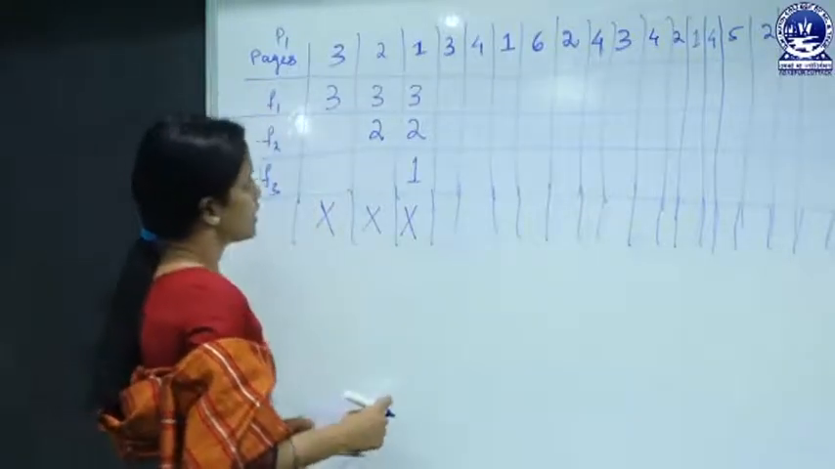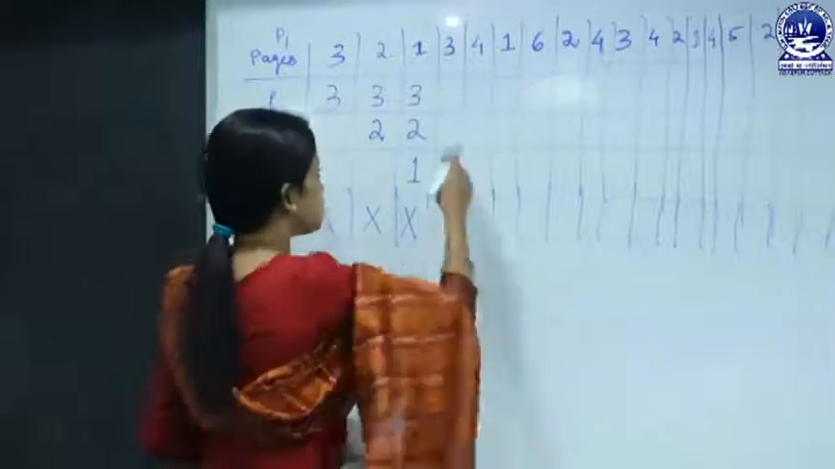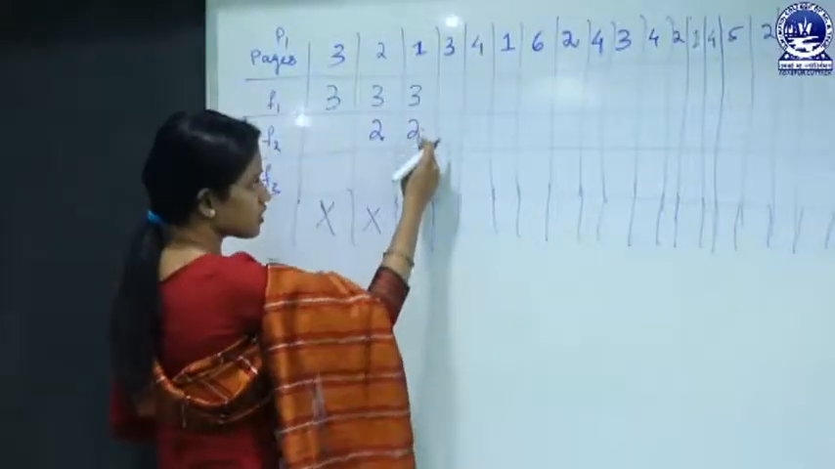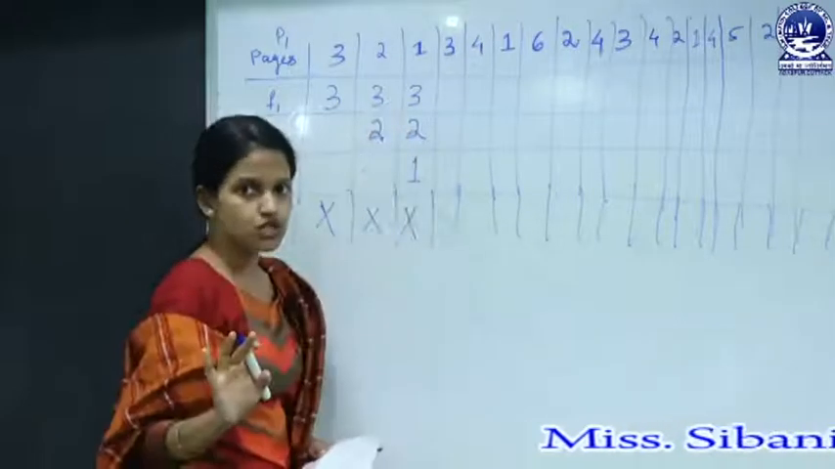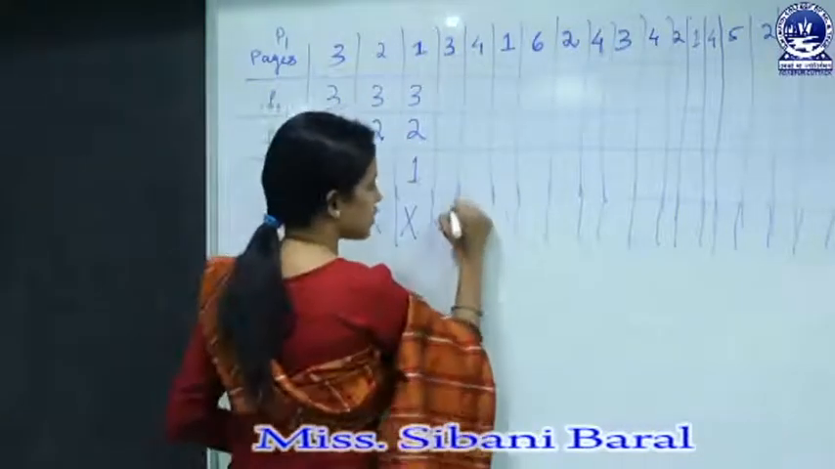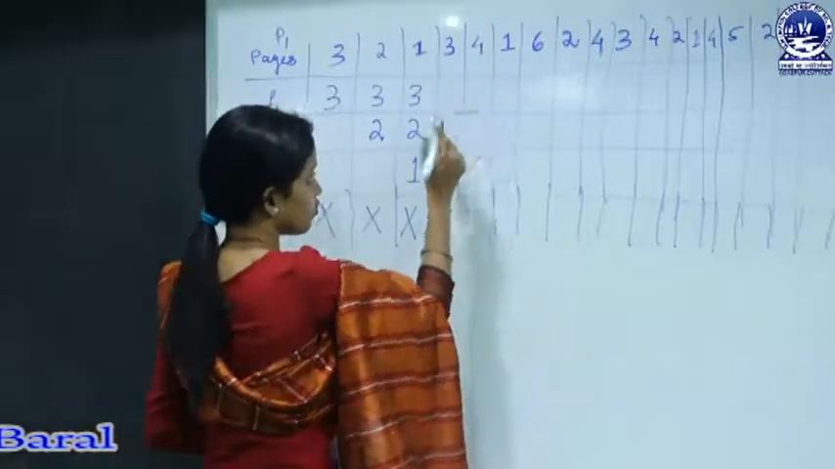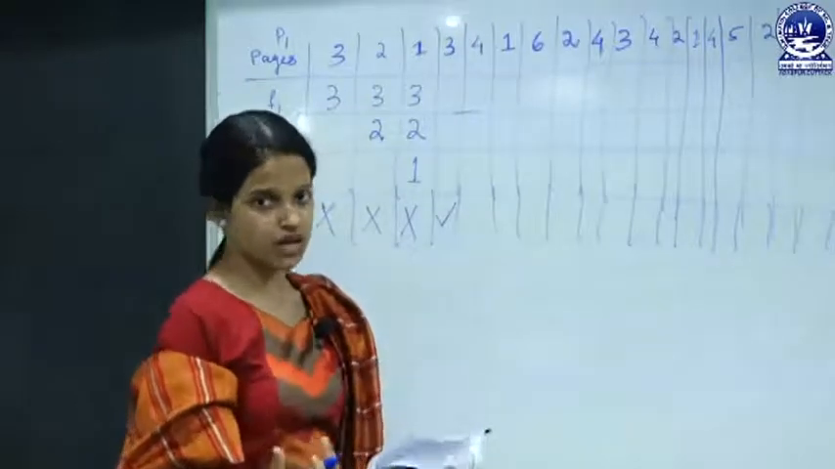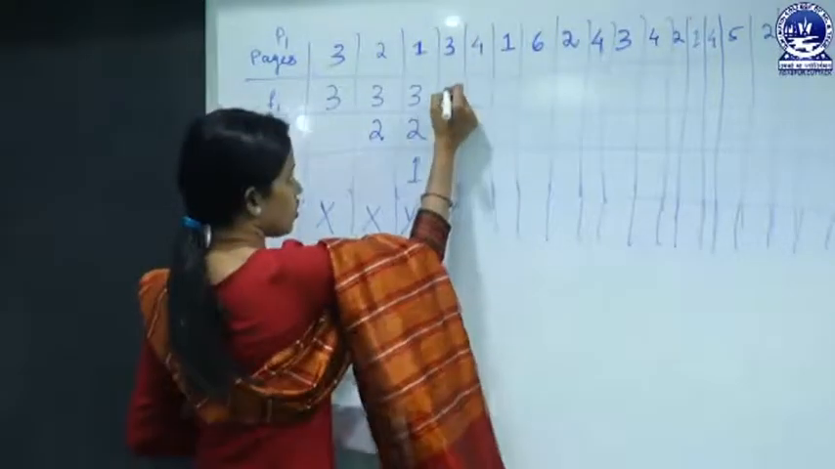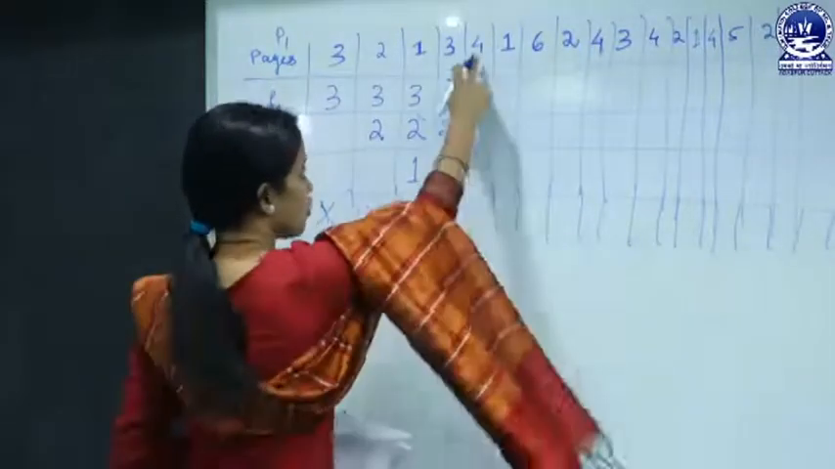So next is 3. See, 3 is there in the main memory. Yes, 3 is there, so there is no page fault. There is a hit. So we don't have to replace any pages from the main memory. Okay. 3, 2, 1. Now 4.